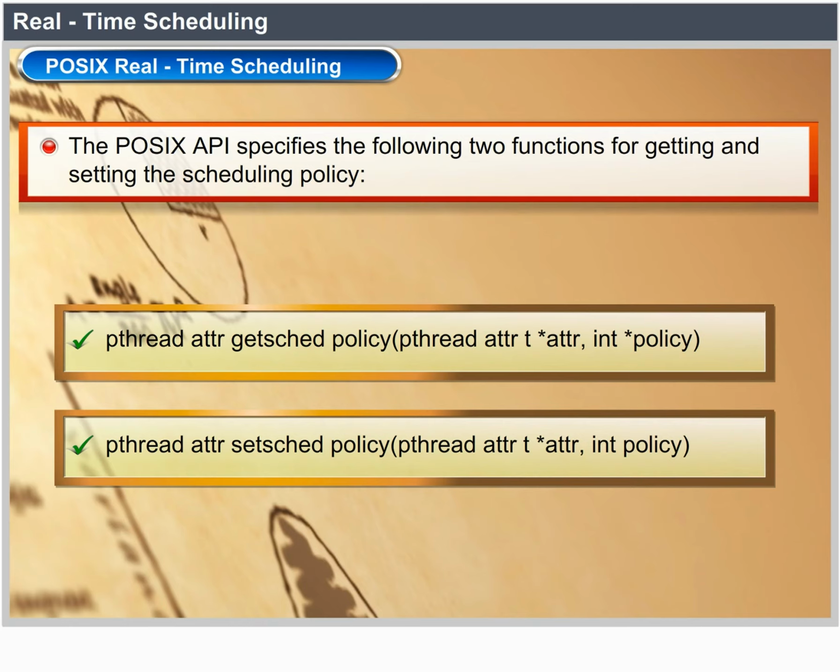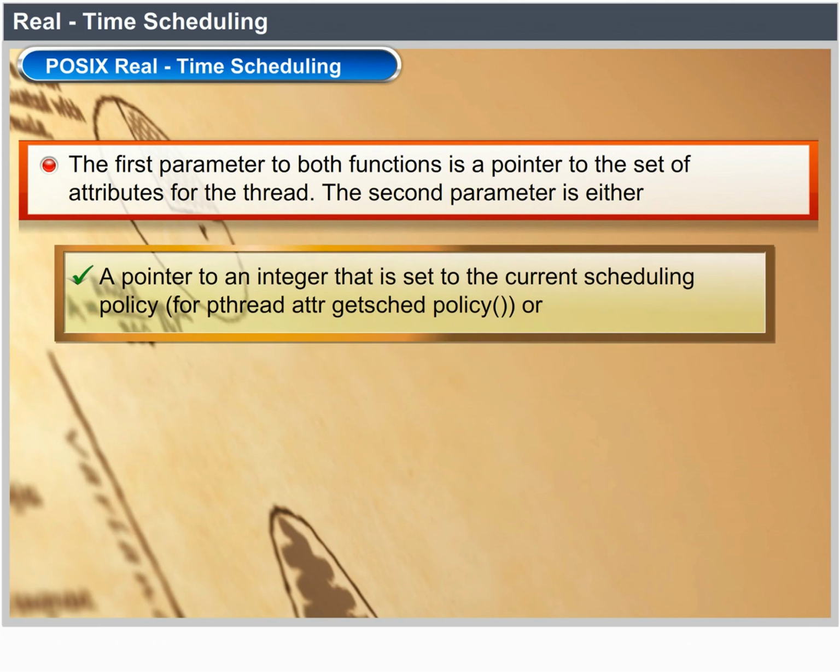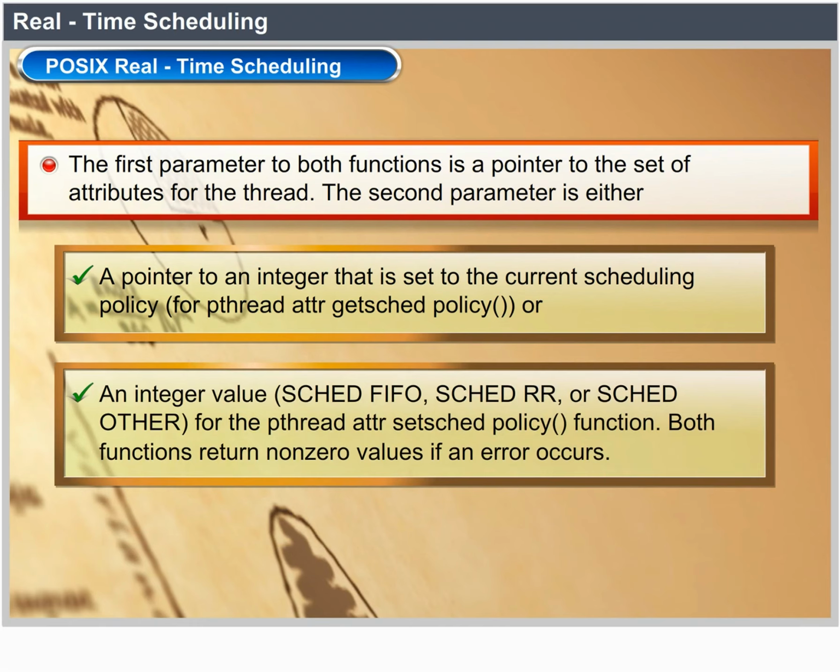The first parameter to both functions is a pointer to the set of attributes for the thread. The second parameter is either 1. a pointer to an integer that is set to the current scheduling policy for the pthread_attr_getschedpolicy function, or 2. an integer value, SCHED_FIFO, SCHED_RR, or SCHED_OTHER for the pthread_attr_setschedpolicy function. Both functions return non-zero values if any error occurs.